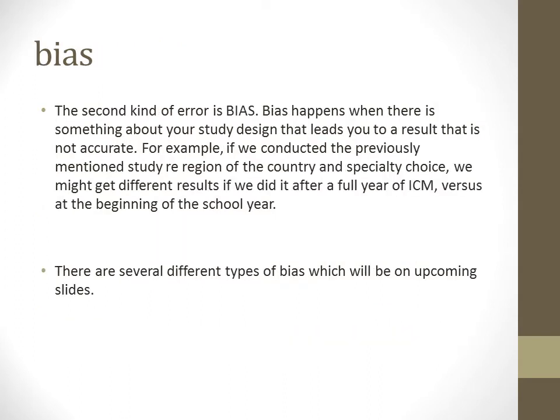But the other kind of error is bias. And bias happens when there's something about your study design that leads you to a result that's not accurate. For example, if we conducted the previously mentioned study about region of the country and specialty choice, we might get different results if we did it after a full year of ICM versus at the beginning of the school year. We might get different results if we did it after third year as opposed to the beginning of the school year. And probably the results would be more accurate.